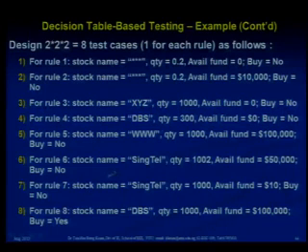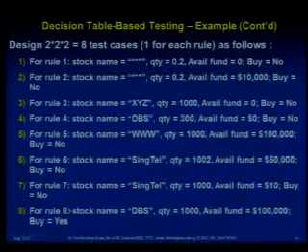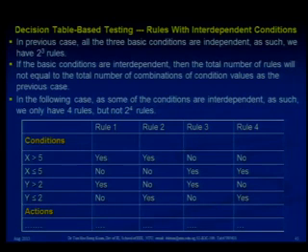For the last rule, all must be yes. That means it must be a valid stock, valid quantity, and sufficient funds. So we put stock name DBS, quantity 1,000, available fund 100,000. So it's sufficient. So the output action, the program should approve it to be yes. So by doing so, we design 8 rules, we design 8 test cases. Okay, this is so much on decision table based testing.